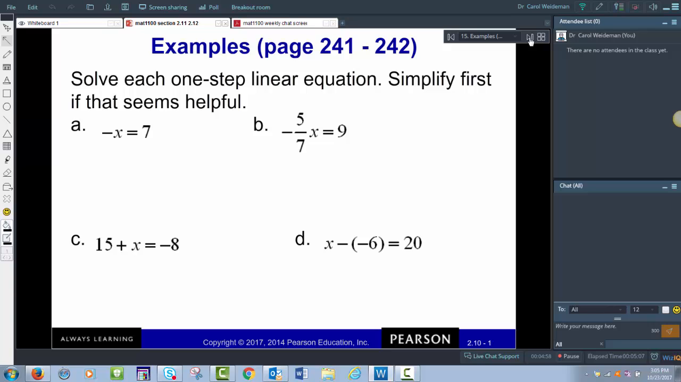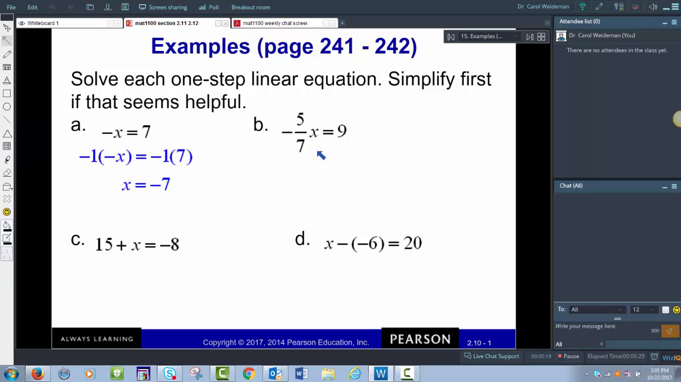Solve each one-step linear equation. Simplify first if that seems helpful. For the first one, I know that it tells me negative x equals 7. I need to get x by itself with a coefficient of 1. So I'm going to multiply both sides by negative 1, and I come up with an answer of x equals negative 7. If I put that back into the original equation, the negative of negative 7 is 7, and I get a true statement.